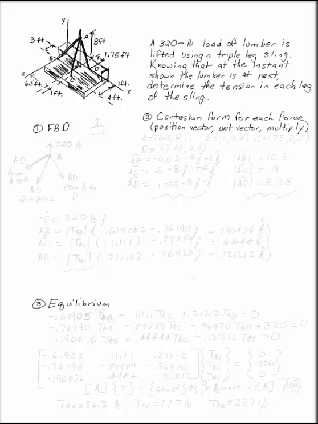A 320-pound load of lumber is lifted using this triple sling. At the instant shown, the lumber's at rest. I want to find out what the tension is in each leg of the sling. The first thing I have to do is always draw a free body diagram.